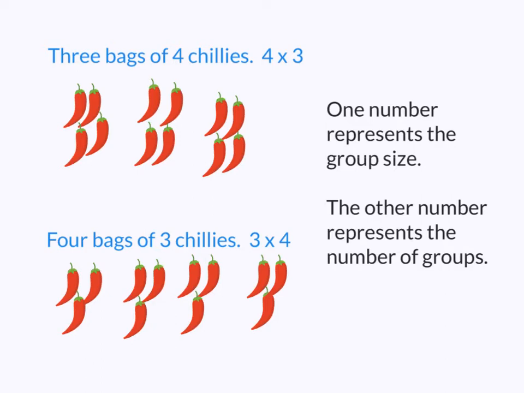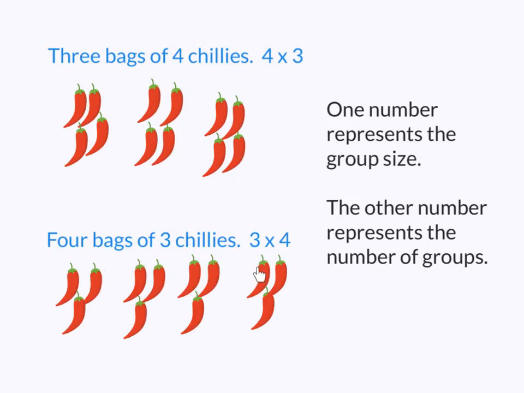But just because it will give you the same product, it doesn't mean it has the same meaning in context. So if we have 3 bags of 4 chilies, then our multiplication is 4 times 3. We've got 12 chilies altogether. So one of the numbers represents a group size, in this case the 4, and the other number represents the number of groups, in this case it's the 3.